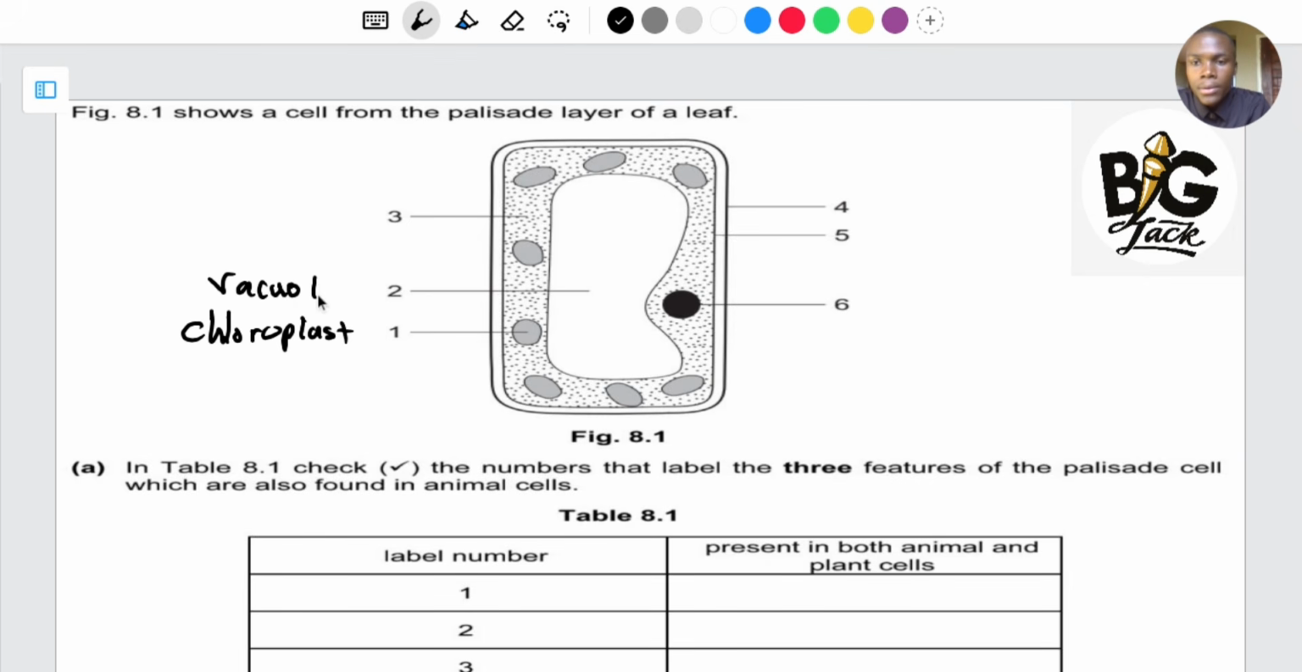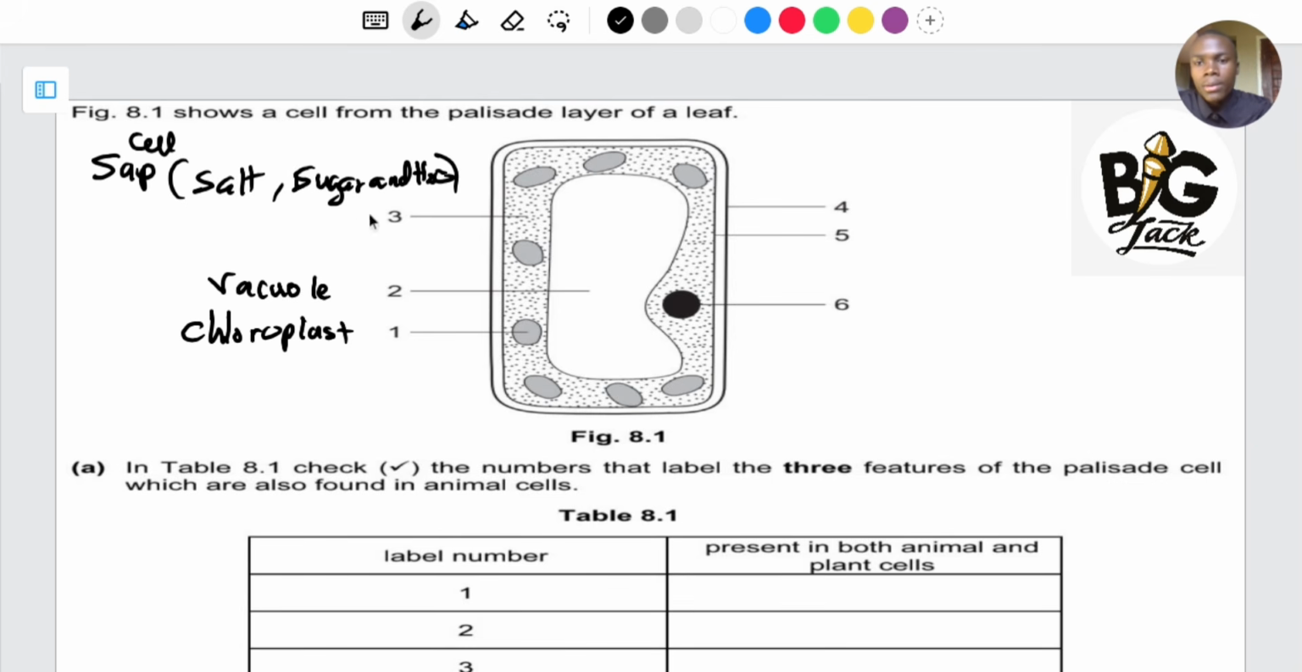The vacuole is made up of cell sap, and cell sap is just a mixture of salt, sugar, and water, H2O. So it's more like a solution, or a concentrated solution. So that is its function, containing cell sap, which is a solution.